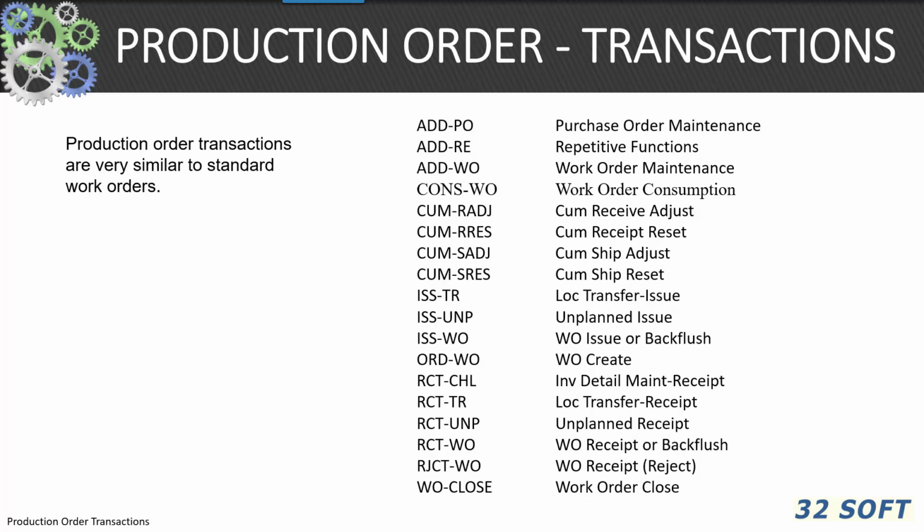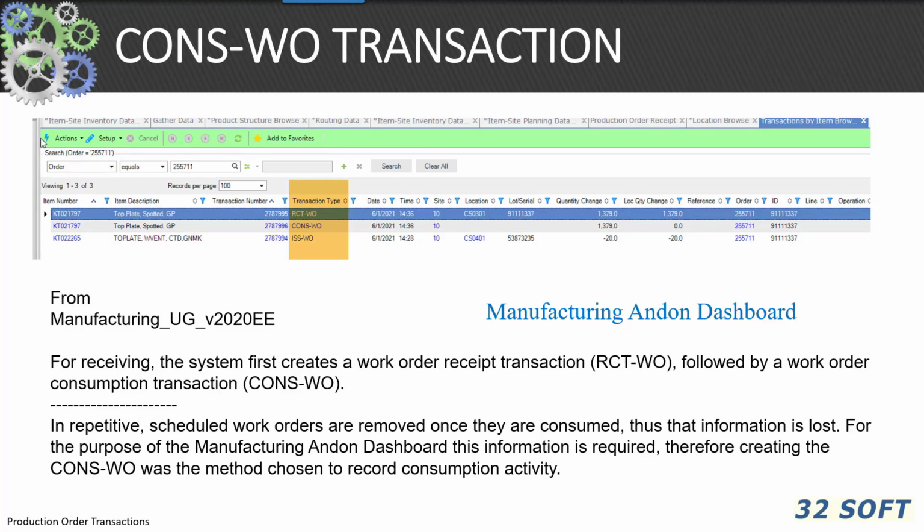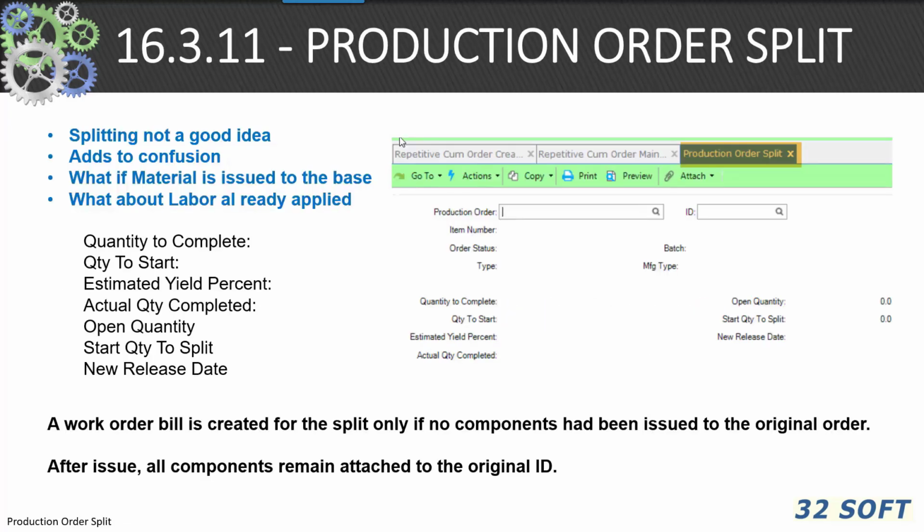Production order transactions are very similar to the old standard work orders, except you've got this new transaction. You need to take a look at that in terms of 3.21.2. This is called CON-WO, and this is basically for the add-on dashboard functionality, because in repetitive, when you had an RCT-WO, it basically wiped all of the information out. So they created this consolidated work order transaction that keeps the information for the manufacturing add-on dashboards.